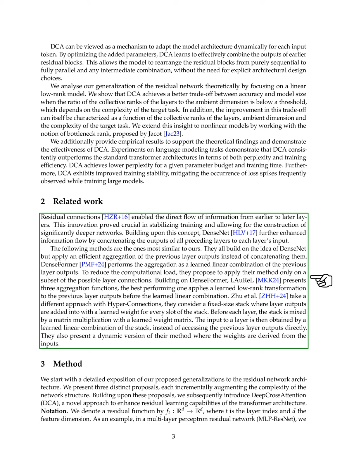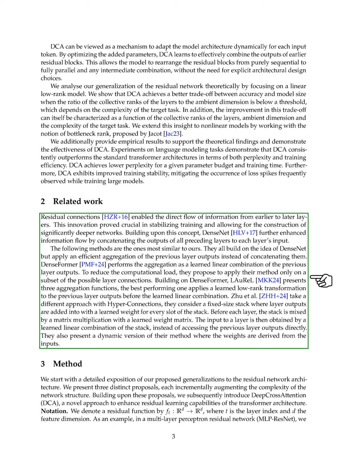DenseNet further improved this by combining outputs from all previous layers into each layer's input. Several methods similar to ours build on DenseNet but use efficient ways to aggregate outputs instead of concatenating them. For instance, DenseFormer performs aggregation through a learned linear combination of previous outputs and reduces computational demands by applying this only to a subset of layer connections.